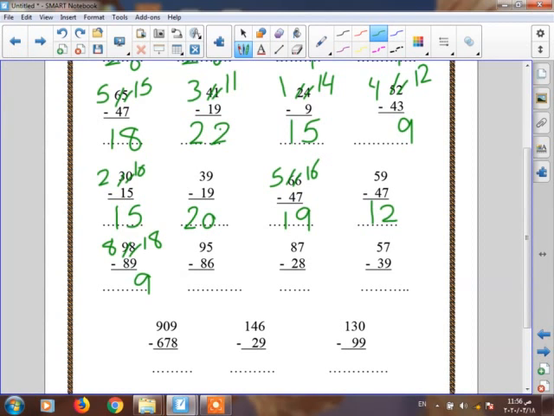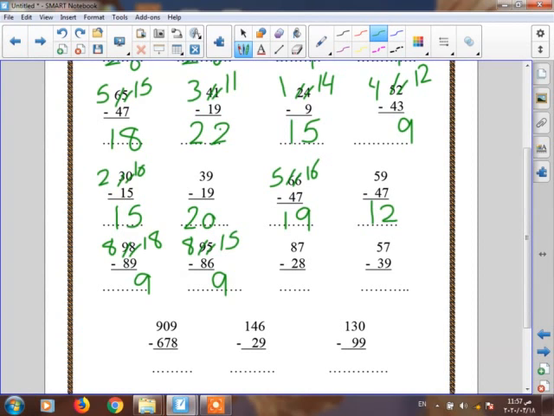95 minus 86. Start from ones. 5 minus 6, no we can't. Borrow 1 from 9, 9 becomes 8 and 5 becomes 15. 15 minus 6, after 6, 7, 8, 9, 10, 11, 12, 13, 14, 15. How many? 9 in ones. After this, 8 minus 8 equals 0. 0 on left, no value.